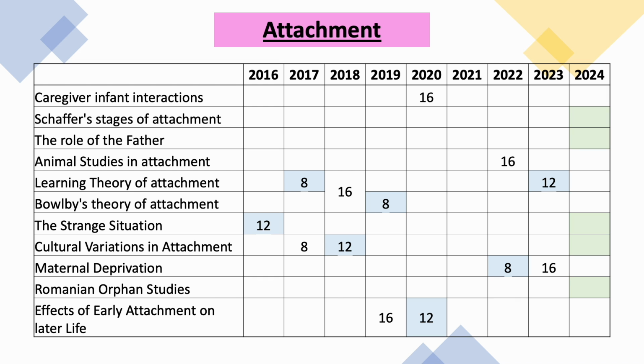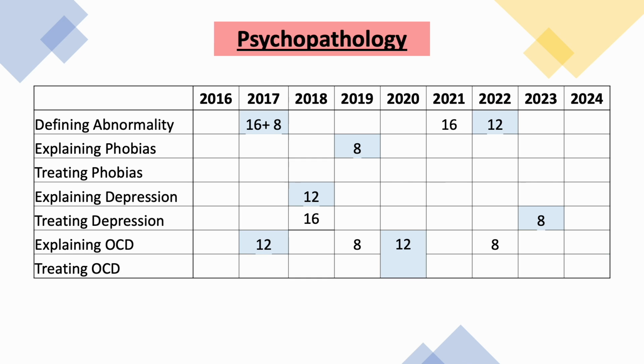In terms of the 8 markers, think of topics that can be split. So caregiver-infant interactions, for example, could be split into reciprocity and interactional synchrony, and there's an 8 marker that you could make there, and the effects of early attachment, which could be split into adult or childhood relationships. It's not as likely for that one because it's already been done in a similar way, but it doesn't hurt to think about it. And then finally, psychopathology.